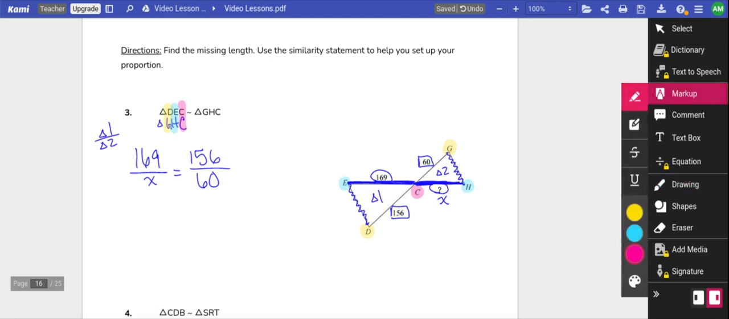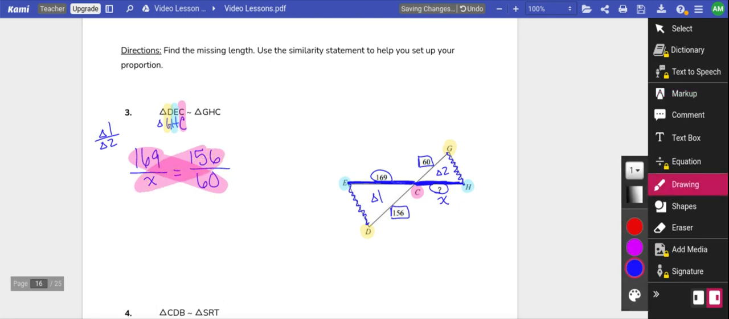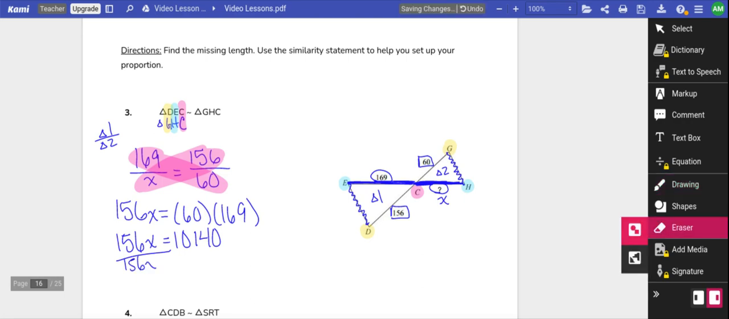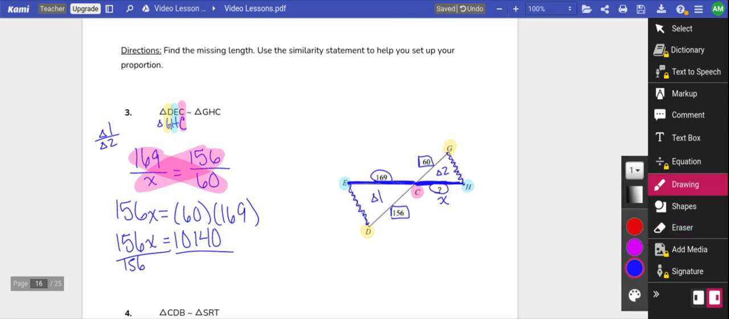So now I'm going to use my cross multiplying, my means extremes. And I'm going to multiply 156 times X to get 156X. And that's going to be equal to 60 times 169. When I multiply 60 and 169, I get 10,140. And then to get X by itself, I divide by 156 on both sides. And I would get X is equal to 65.